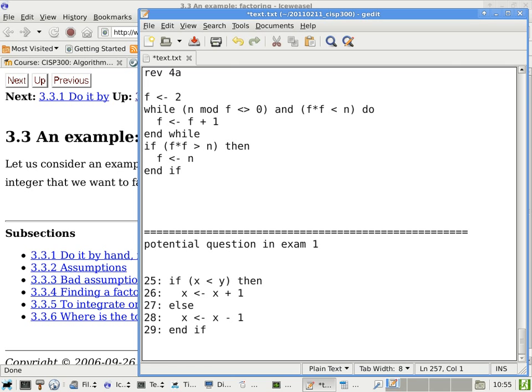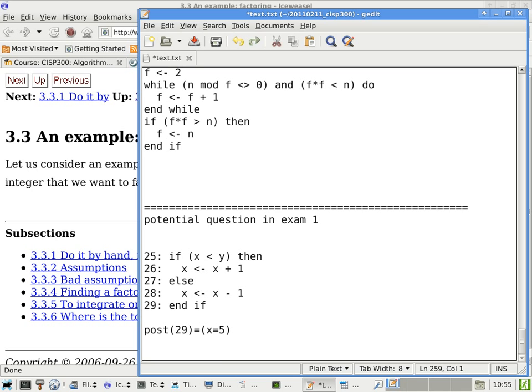If x is less than y, we go one route, we add 1 to x. If x is not less than y, we go the other route, which subtracts 1 from x. And the post condition is like this. The post condition of line 29 is just saying that x equals, well, let's try 6, 5, doesn't matter. And the question is, what can you possibly tell me about the precondition of line 25?